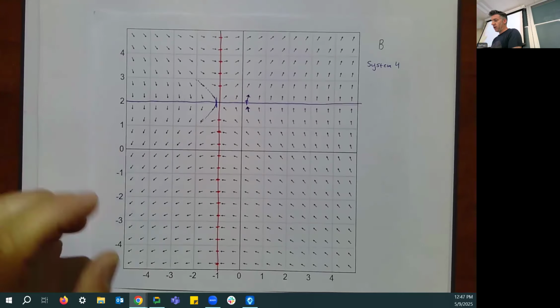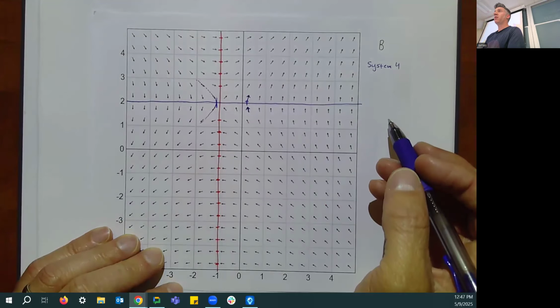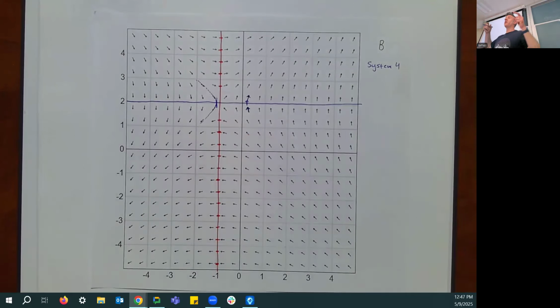Which one was it? Our direction field, B, not D, B, sorry. System 4, this direction field, I will point out that where the eigenlines cross, where the null lines cross, that's where both differential equations are equal to 0 at the same point. Meaning that's where both equations aren't changing, where we have an equilibrium, right? Where both derivatives are equal to 0.